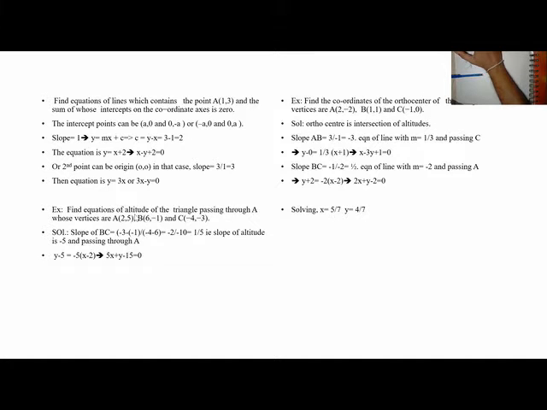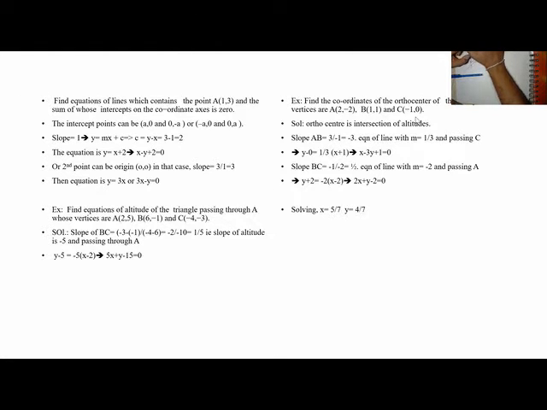Find the equation of the altitude of the triangle passing through A whose vertices are given. Altitude again we have done. I had to find the BC slope and get the altitude slope. BC slope is 1 by 5, so the altitude slope is minus 5. So y = mx + c going through A. y minus y1 is m into (x minus x1). Simple. We have the slope and point form.